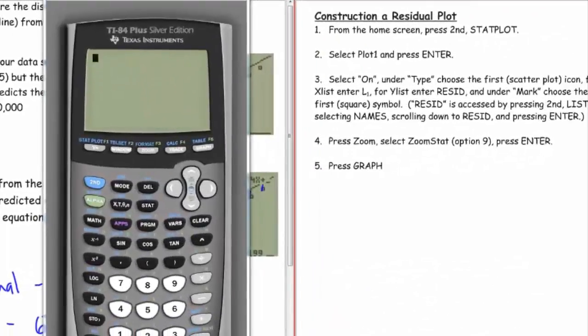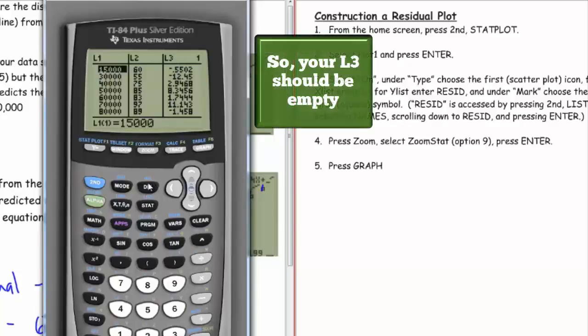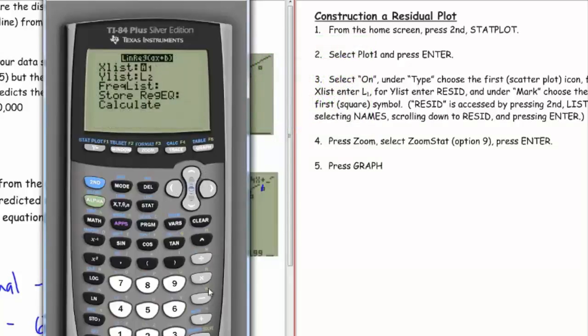Now, to create a residual plot, you first want to put all your data into L1 and L2. So I have L1 and L2 right here. I actually have the residuals in L3, but I'll show you how to do that later. Once you have that, you want to go to stat, calculate, and calculate your linear regression. So here I have data in L1 and L2, and I go down and calculate this.